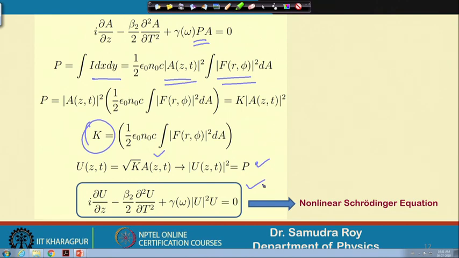So, in the next class we will again discuss the nonlinear Schrodinger equation and try to find out what should be the solution of this nonlinear Schrodinger equation and how this solution leads to optical soliton.